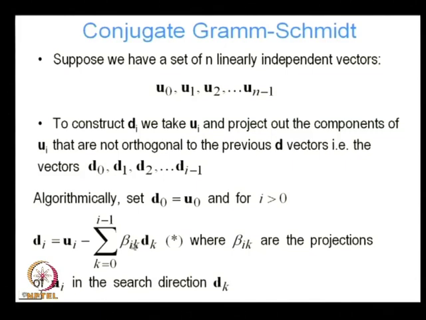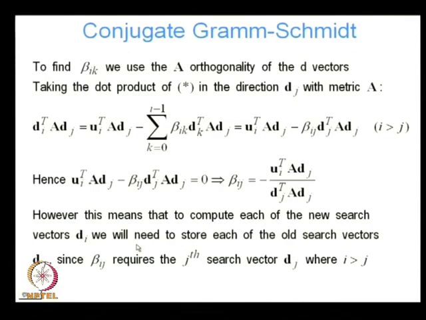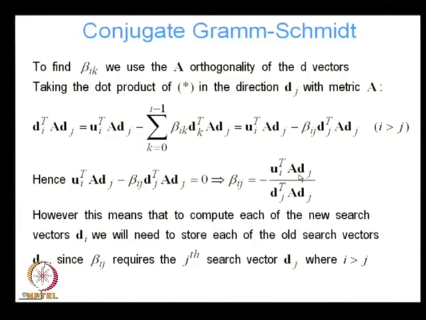So, we want to calculate not only beta 2 1, we also need to calculate beta 2 0, right. So, they involve my vectors d1 and d0, right, because this is j, right. So, they involve the vectors d0 as well as d1.